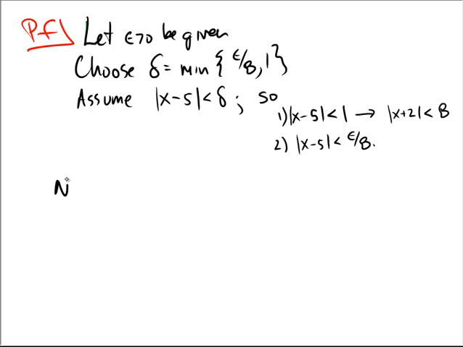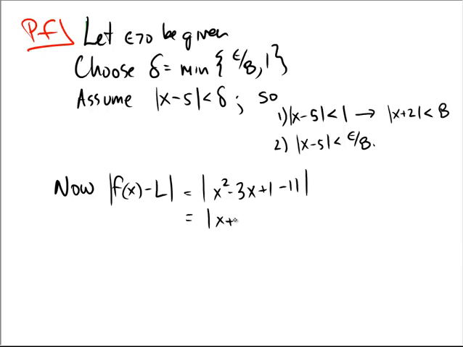Now, |f of x minus L| would be equal to |x squared minus 3x plus 1 minus 11|, which you can do the algebra on and see that this reduces to |x plus 2| and |x minus 5|. But since |x plus 2| is less than 8, this would be less than 8 times |x minus 5|. And notice that since epsilon over 8 is bigger than |x minus 5|, this would be less than 8 times epsilon over 8.